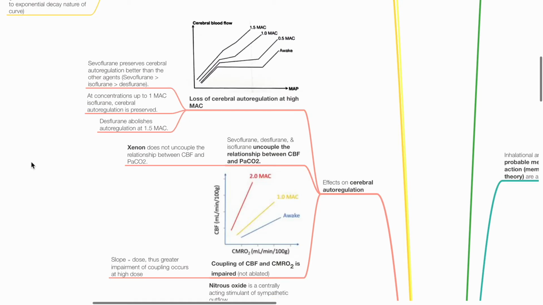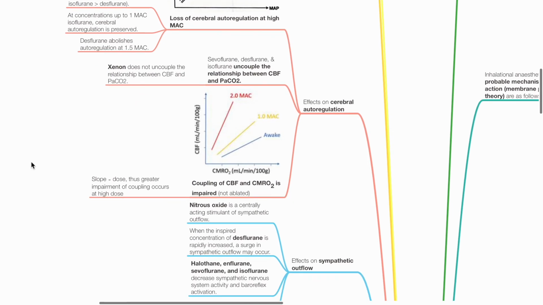Sevoflurane, desflurane, and isoflurane uncouple the relationship between CBF and PaCO2. Xenon does not uncouple the relationship between CBF and PaCO2. Coupling of CBF and CMRO2 is impaired but not ablated. Greater impairment of coupling occurs at higher doses.